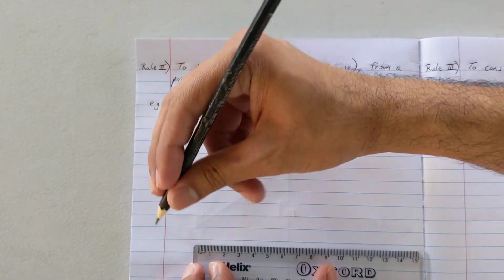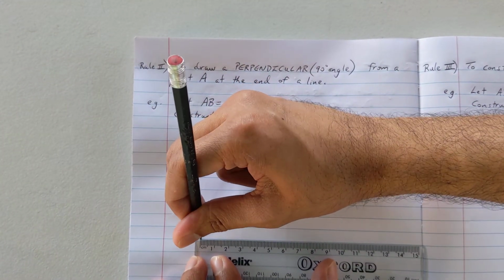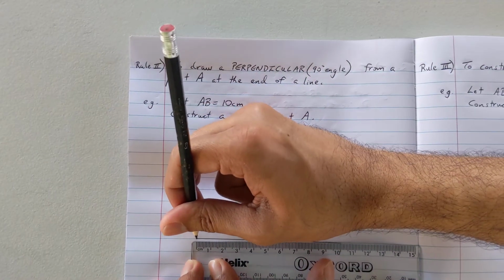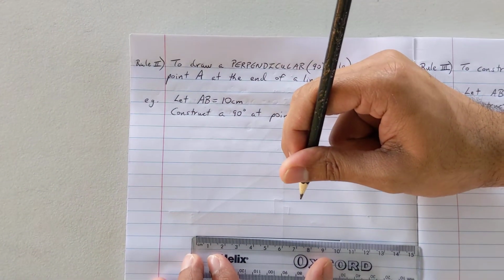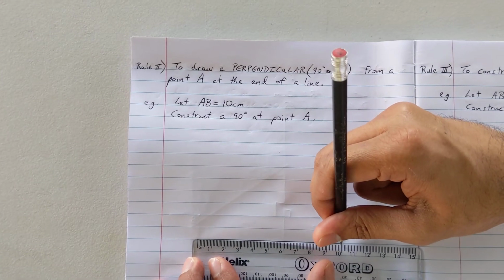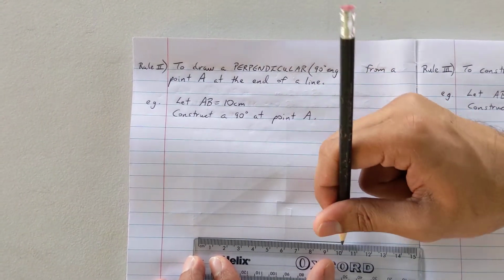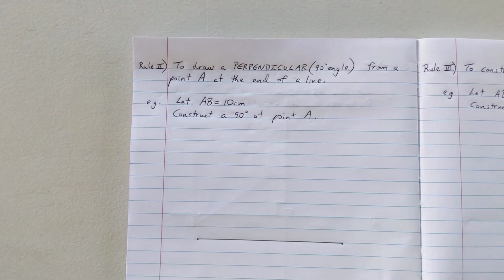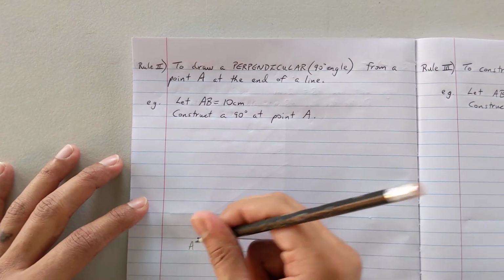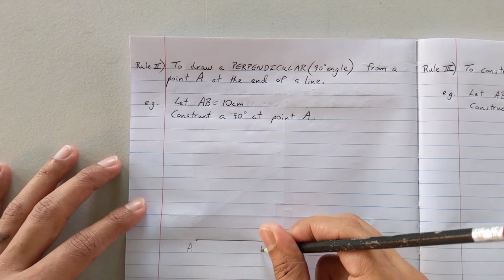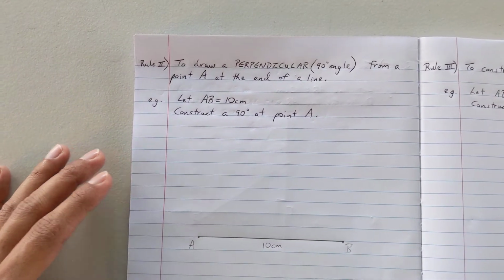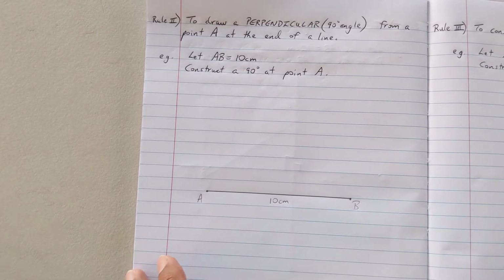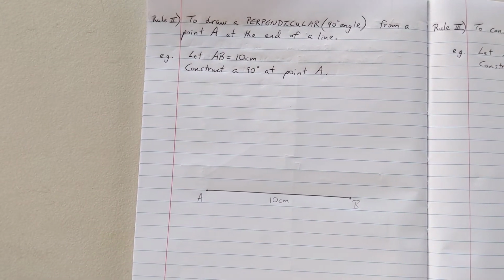Again, however you want to draw the length of that line, whether you want to measure it with your ruler and just put the dots, or you want to use your compass and construct it, that's up to you. But you're getting points for accuracy in this. So once I have this line AB as 10 centimeters, I'll get my marks for accuracy. What I want to do now is draw a 90 degree angle at point E.